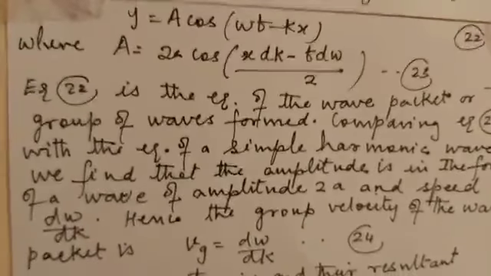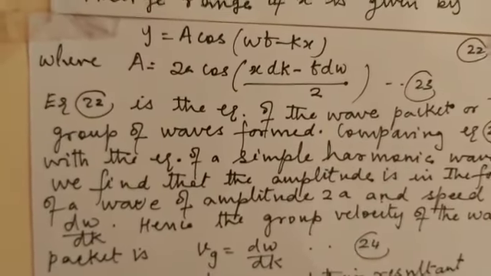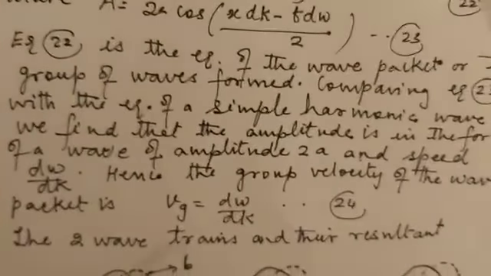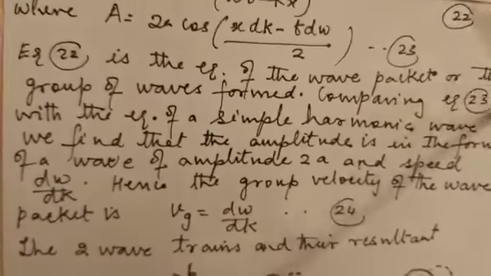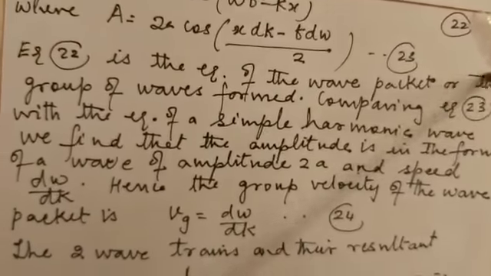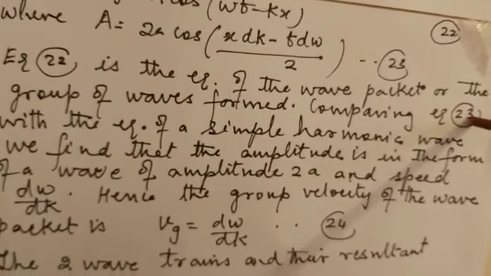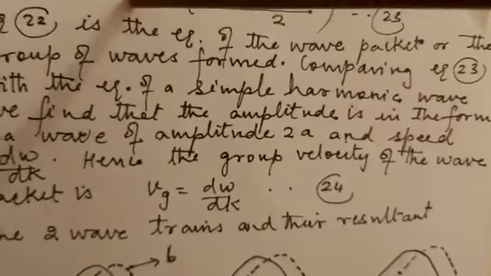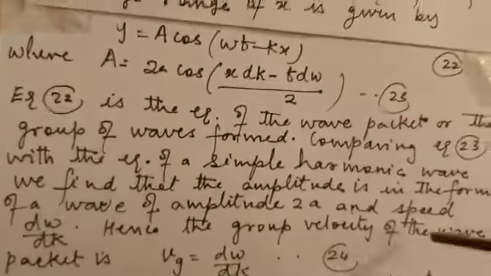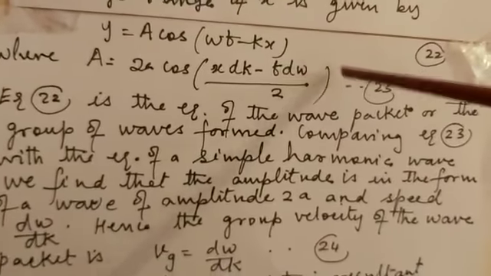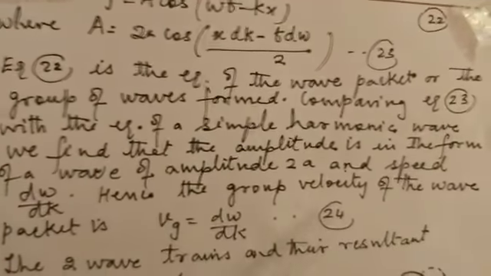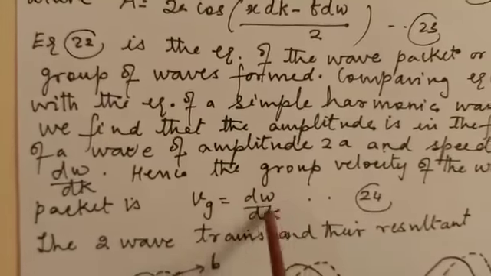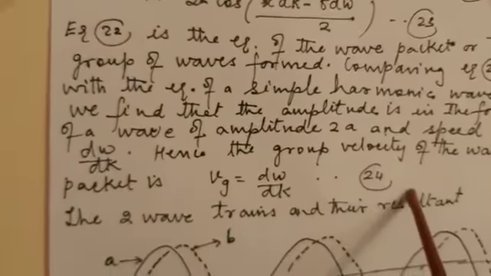Equation 23 is the equation of the wave packet or the group of waves formed. Comparing equation 23 with the equation of a simple harmonic motion, we find that the amplitude is in the form of a wave of amplitude 2a, which is what you see here, and speed dω/dk. Hence the group velocity of the wave packet is vg = dω/dk. This is equation number 24.